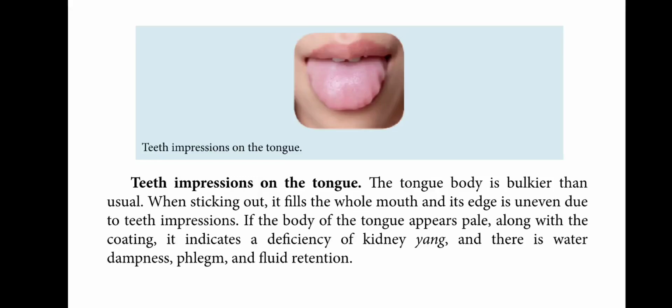The tongue body is bulkier than usual. When sticking out, it fills the whole mouth and its edge is uneven due to teeth impressions. If the body of the tongue appears pale, along with the coating, it indicates a deficiency of kidney yang, and there is water dampness, phlegm, and fluid retention.